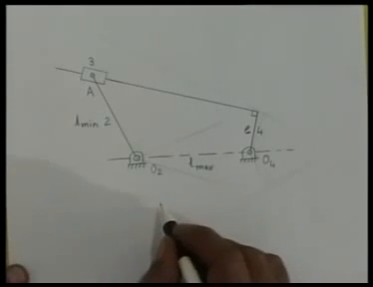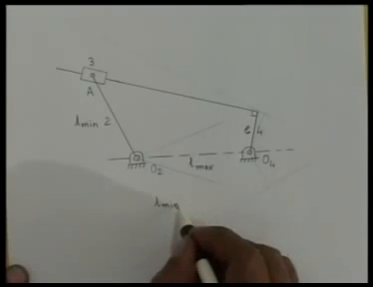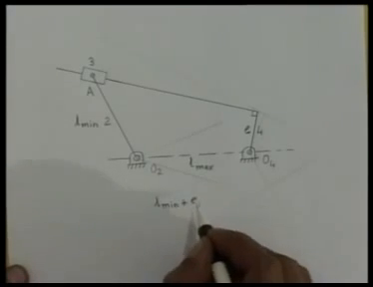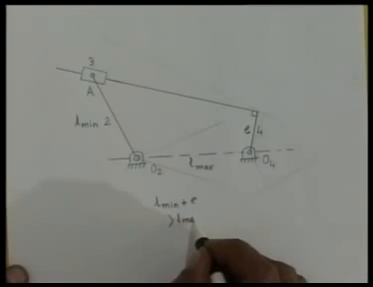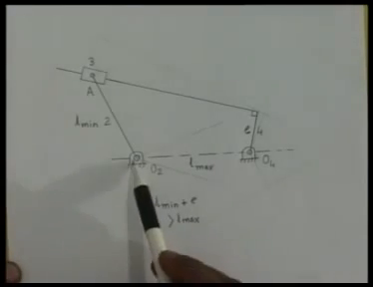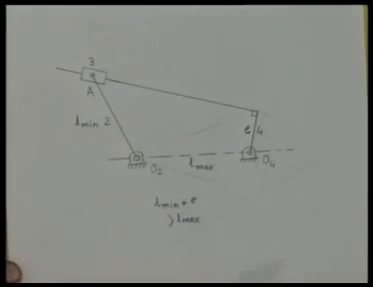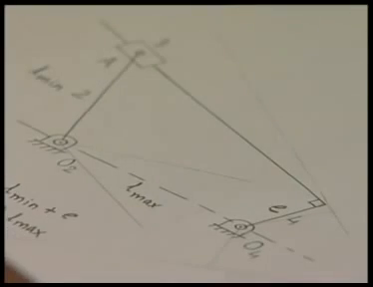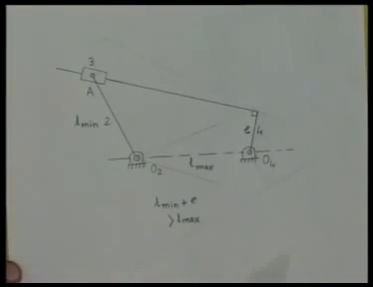By measurement we can find that L min plus E is more than L max. So, it is a 3R1P non-Grashof chain and we have to find the angle through which the link O2A and link 4, that is this line, can oscillate. To solve this problem, let us imagine the equivalent 4R mechanism.